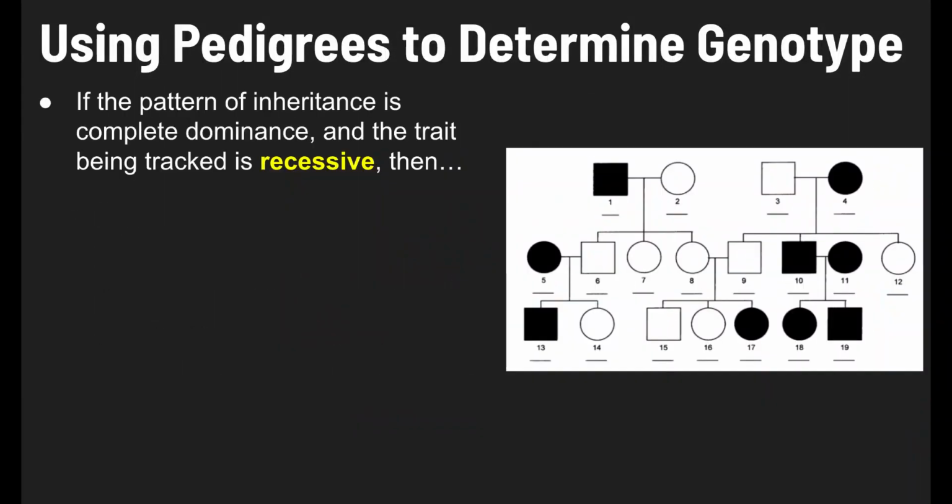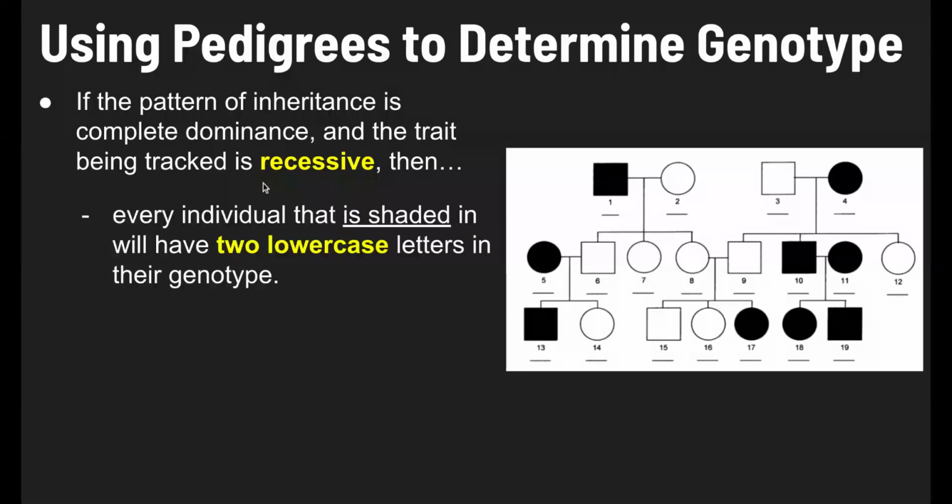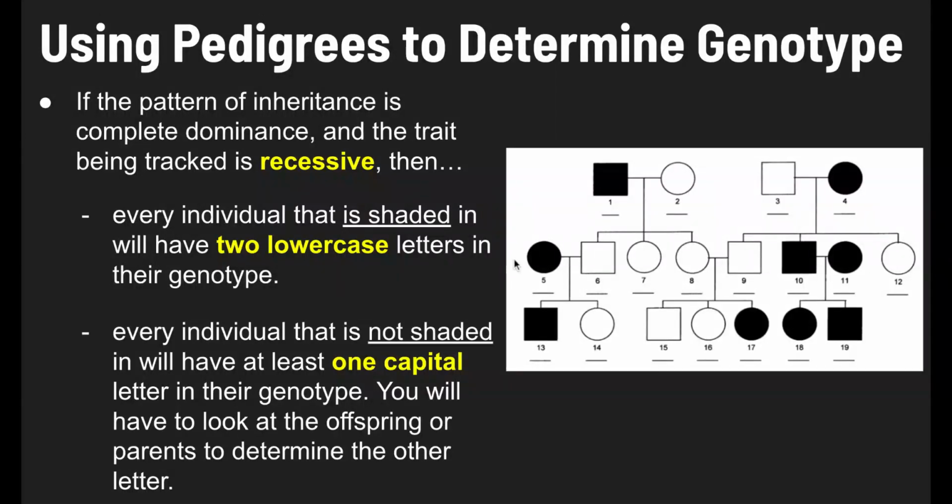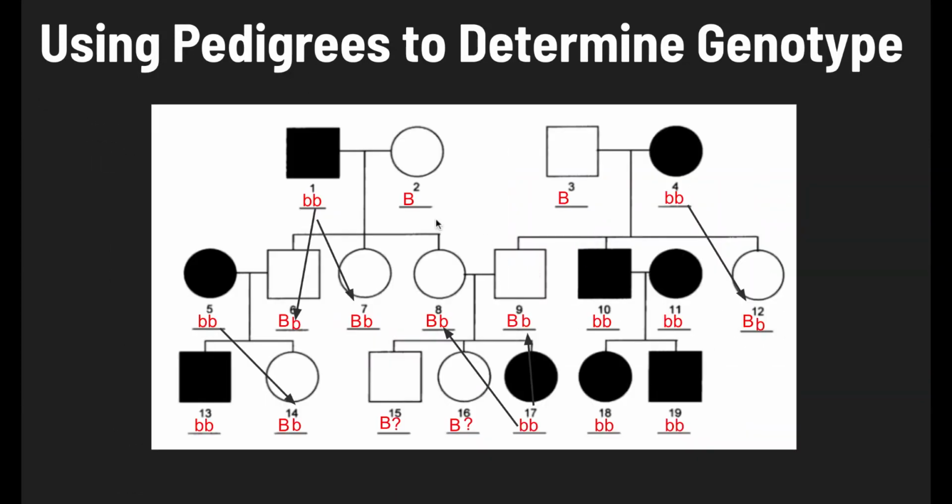What about if the trait that's being tracked is recessive? If it's recessive, then every individual that's shaded in gets 2 lowercase letters, and individuals that are not shaded in get at least 1 capital letter. And similar to before, in this case, everybody that's shaded in has the recessive trait. Recessive traits get lowercase letters, so that's why everybody here has lowercase letters. Everybody that's not shaded in has at least 1 capital letter, and just as before, we look at their offspring or their parents to figure out what their second letter is.